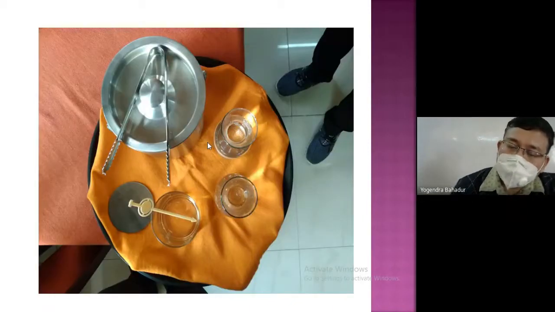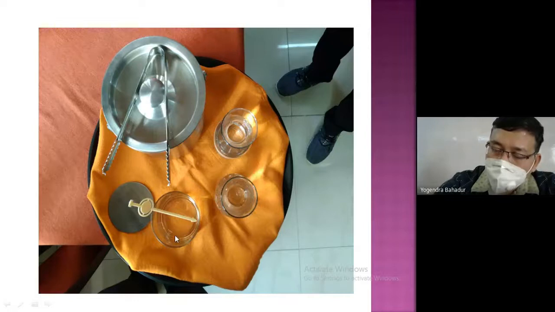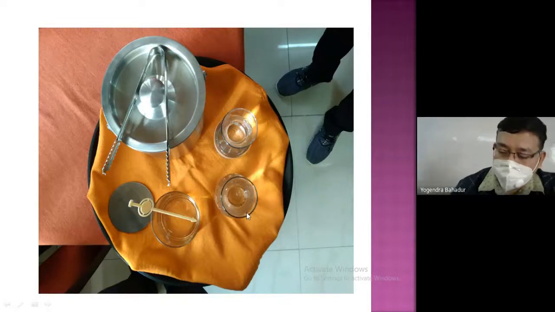So this is how you can see the view from the top side. Whenever you are doing the service of the whiskey, all these things will have to be carried on the salver.